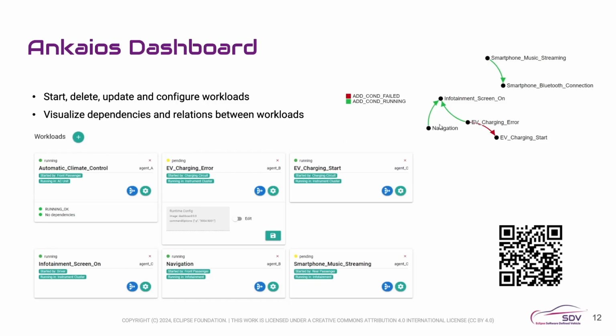Furthermore, as Ankaios offers the feature to have dependencies within workloads, you have a dependency graph that visualizes those dependencies in an easy way, especially for debugging. So, for example, the smartphone music streaming is depending on a running smartphone Bluetooth connection, or the EV charging error is dependent on a failed EV charging start. Those are the two main views that will help you when developing with Ankaios.